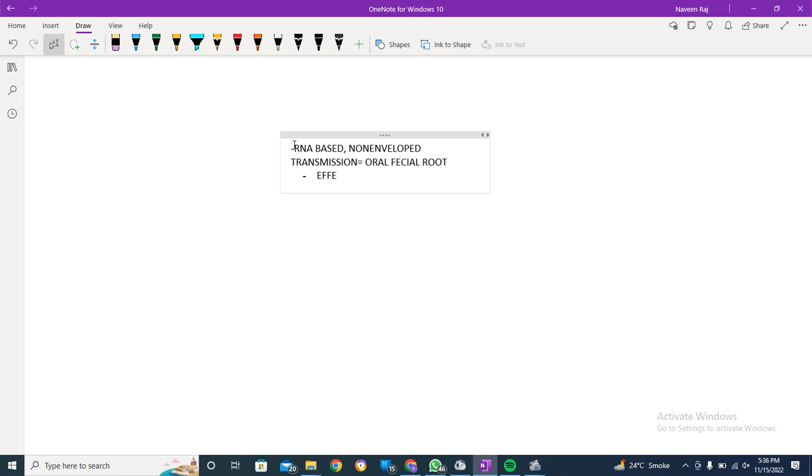And it affects mainly the brain and spinal cord. It affects the nervous system indirectly. What happens is that it infects them. Particularly, it infects the motor neurons.